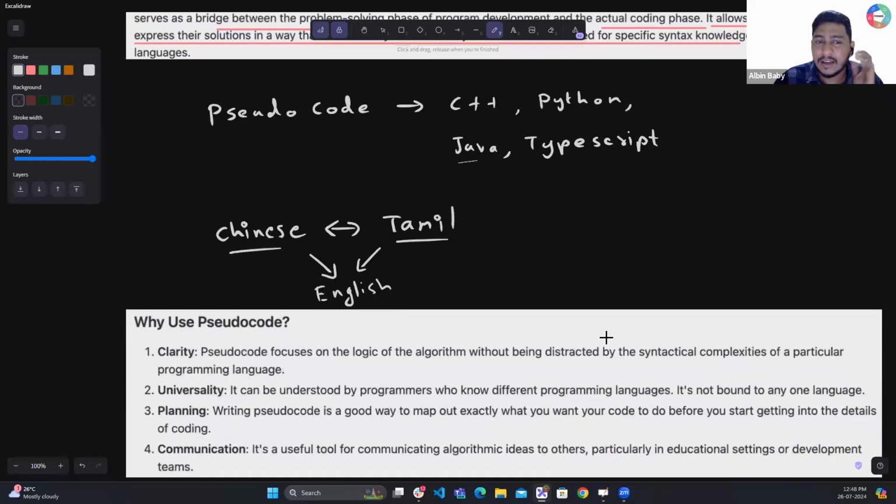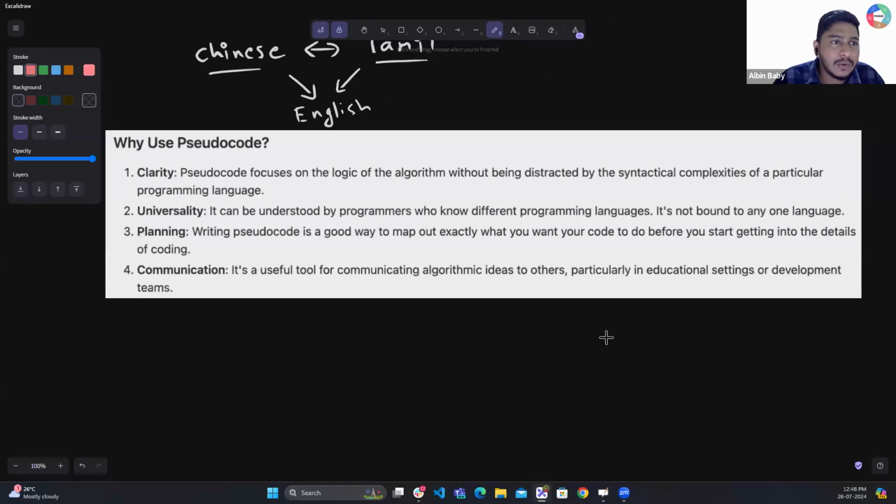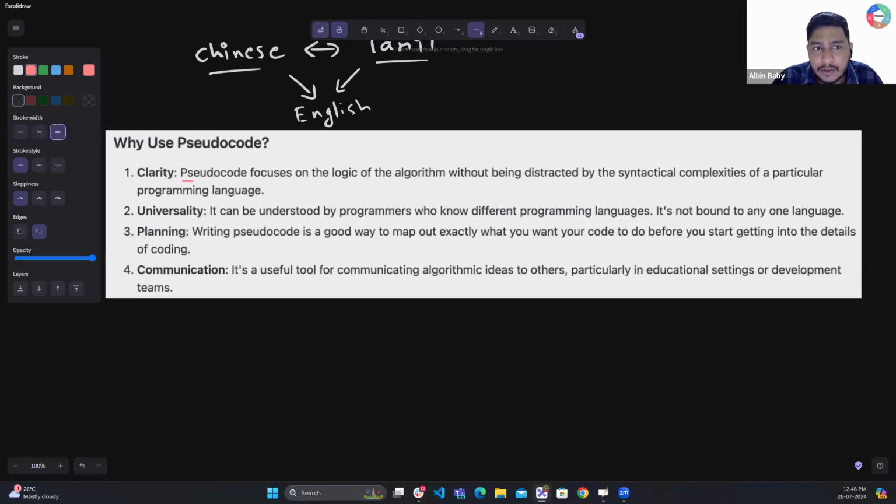So let's see why use pseudocode. The first point is clarity. Pseudocode focuses on the logic of the algorithm without being distracted by the syntactical complexities of a particular programming language. Universality: it can be understood by programmers who know different programming languages. It's not bound to any one language.